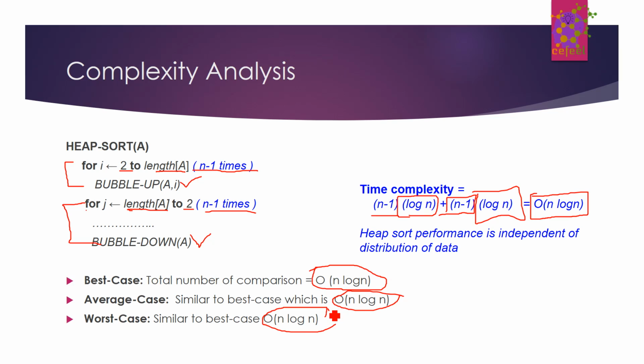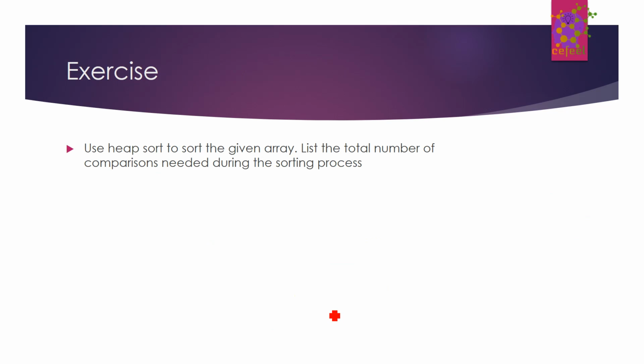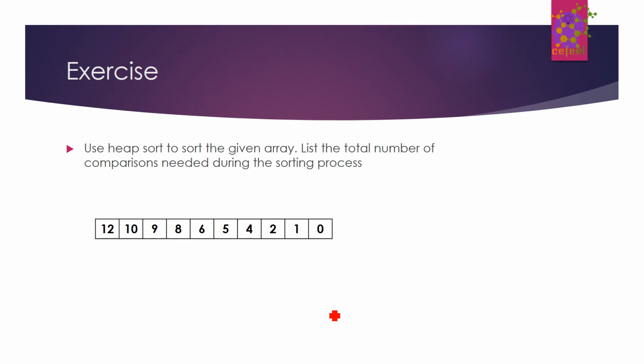And we are now reaching the end of the video. I hope it wasn't that long. Before we end, here is an exercise. We're given an array with 10 elements, and we request the viewer to sort the array using heap sort, which means using the bubble up and bubble down procedures.